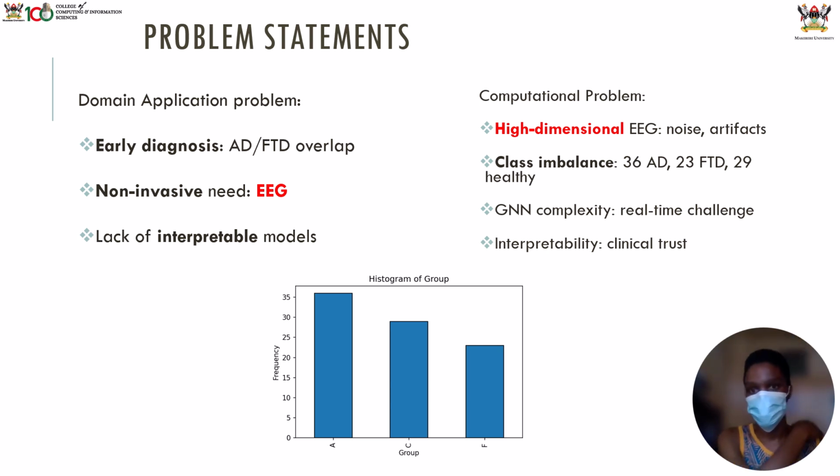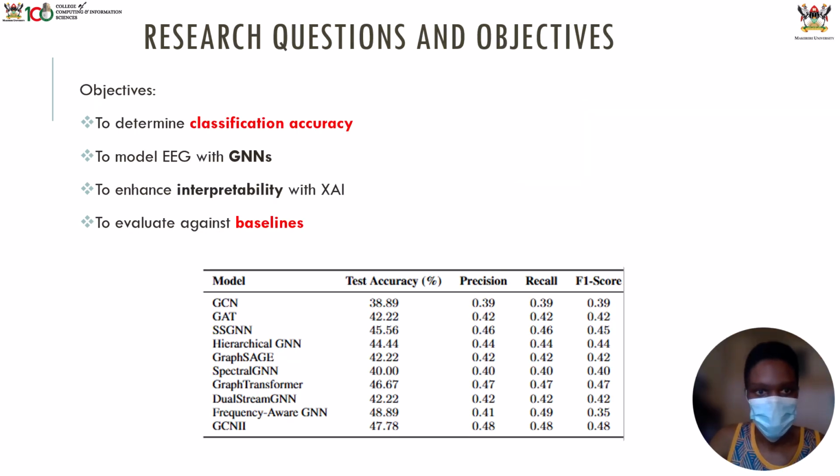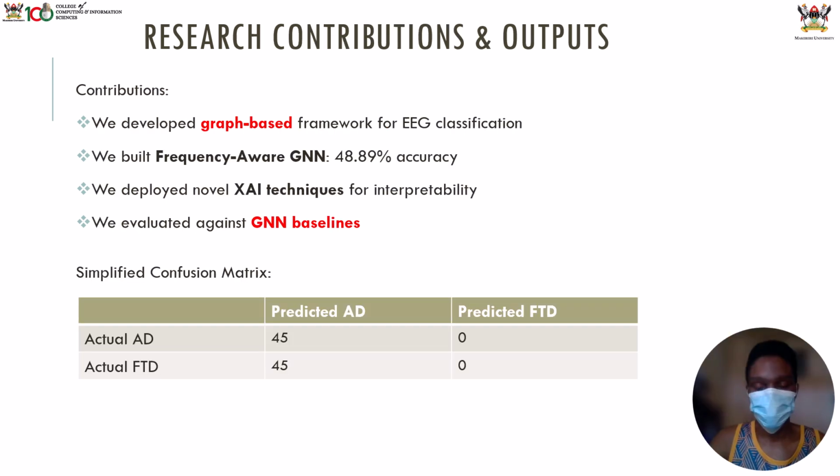Then the computational problem, high dimensionality, as I talked about. EEG high dimensionality, noise, artifacts, and class imbalance. We didn't have classes that are the same all throughout. It was an imbalance. Then the GNN complexity, which is difficult to analyze in a normal setting, then interpretability by the clinical sector. So the objectives are to determine classification accuracy, model EEG with GNNs, enhance interpretability using explainable AI, and evaluate against baselines. Easy differentiation of the disease from the healthy person.